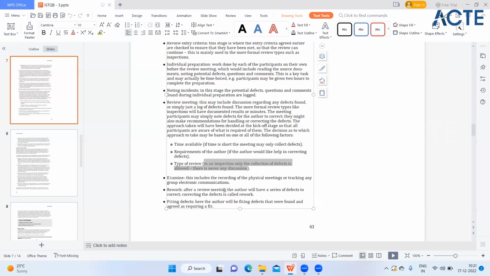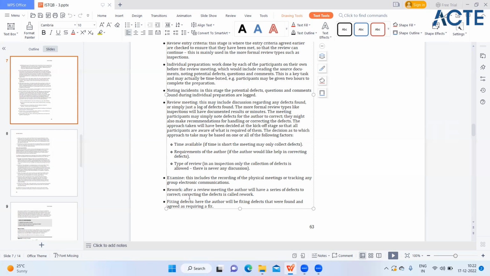After the review meeting, the author will have a series of defects to correct. Correcting the defects is called rework. So the main punchline here is the author will have a series of defects to correct. In the rework, after the review meeting, the author has all the documents from his peers. So in this, we will correct the defects. In which phase? In the rework phase, we are correcting the defects. And correcting the defect is called rework in this chapter.